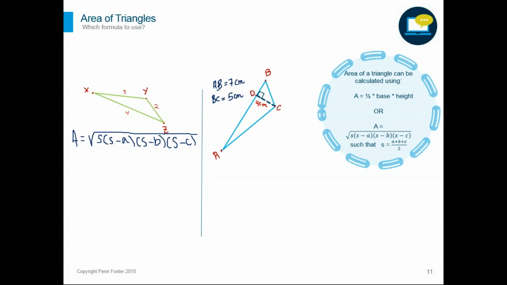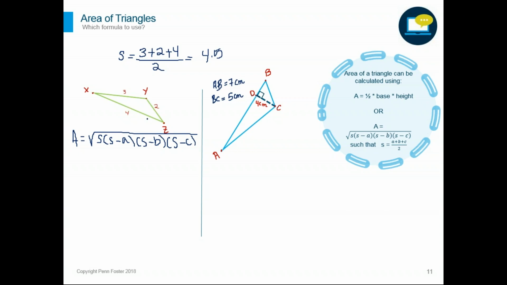Now, what's A, B, C, and S? S is the half of the perimeter of the triangle. S equals half of the perimeter. The perimeter is adding all the sides together, and take the half, and that will give us the value of S in this triangle. So 3 and 2 and 4 divided by 2 will give you 4.5. So the value of S that we're going to use in this formula 4 times is 4.5.